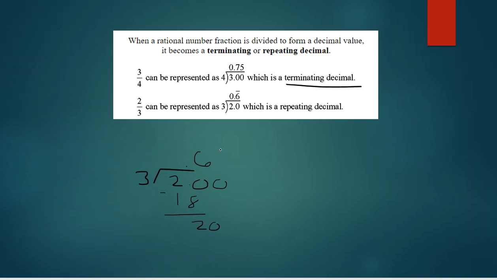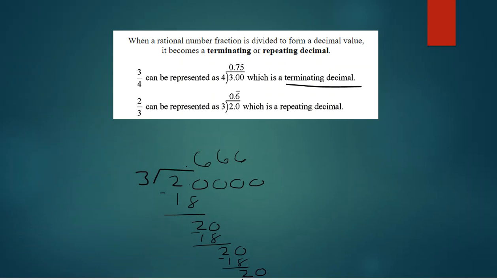I have a remainder, so I'm going to add a 0, bring a 0 down. 3 goes into 20 6 times. 6 times 3 is 18. I subtract. 20 minus 18 is 2. I have another remainder. I'm going to add a 0, bring a 0 down. 3 goes into 20 6 times. 6 times 3 is 18. When I subtract, I get 2. Can you guys see what's happening here?